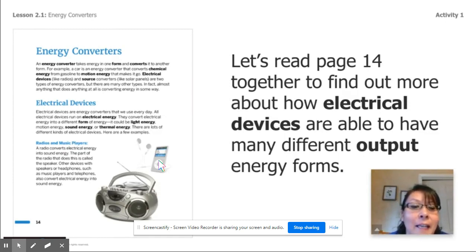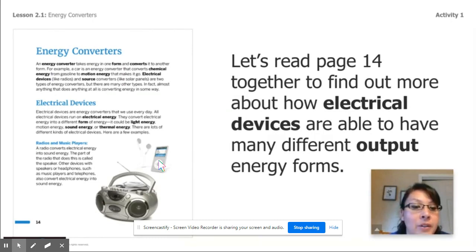Electrical devices. Electrical devices are energy converters that we use every day. All electrical devices run on electrical energy. They convert electrical energy into a different form of energy. That could be light energy, motion energy, sound energy, or thermal energy. There are lots of different kinds of electrical devices. Here are a few examples.